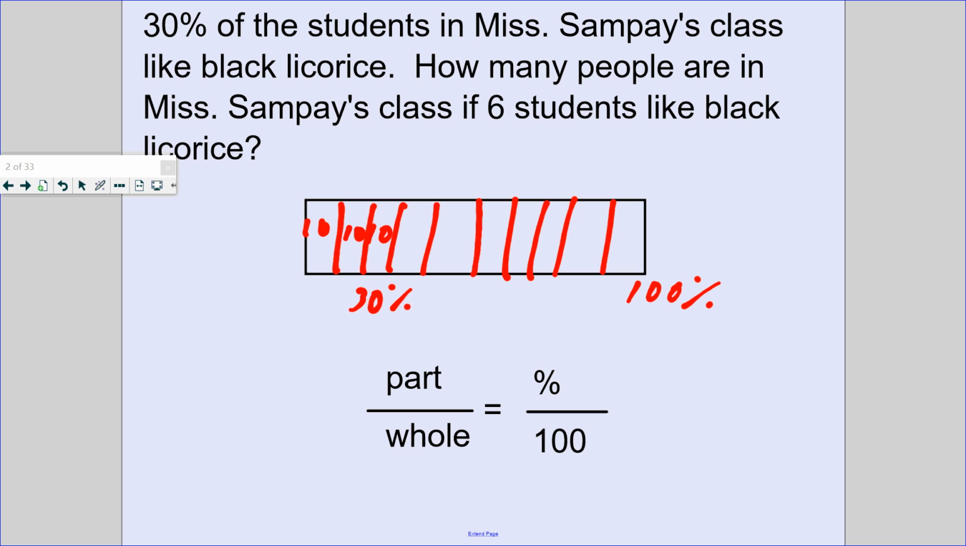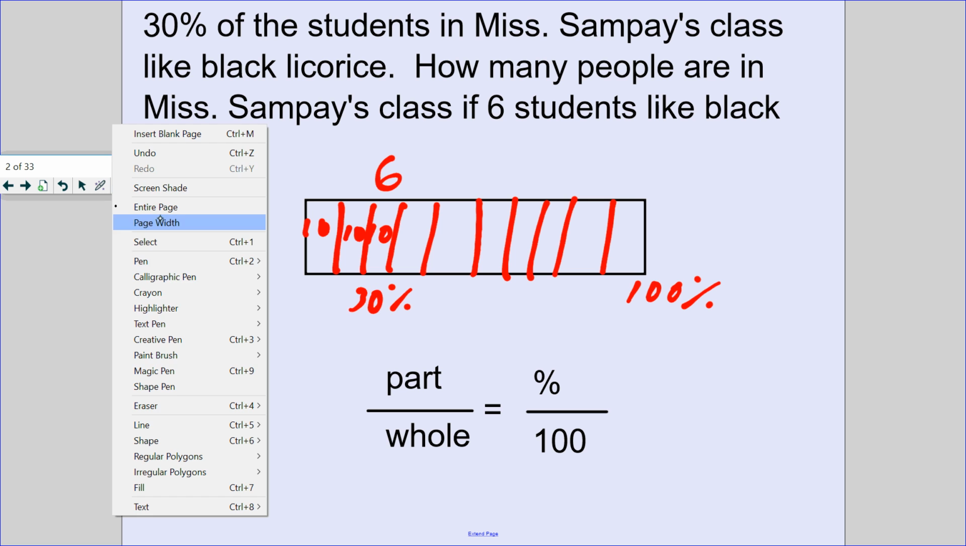How many students are in Miss Sampay's class if 6 students like black licorice? So 6 students represents 30%. Now we need to find a relationship here. There are many ways you can do this. This is one way you could have done it. If you know there's 30%, can you break this down into 10%? How do you break down 30% to 10%? Divide by 3. So divide this by 3, that would be 2.